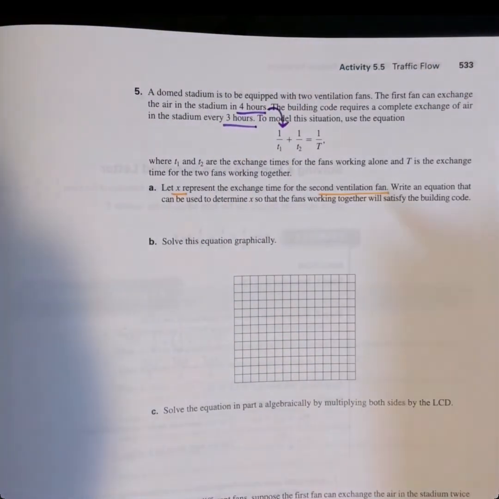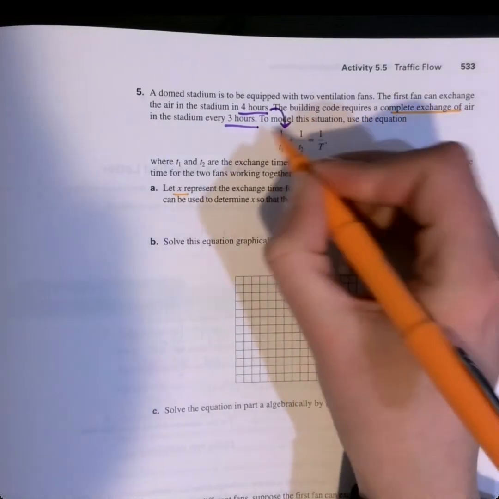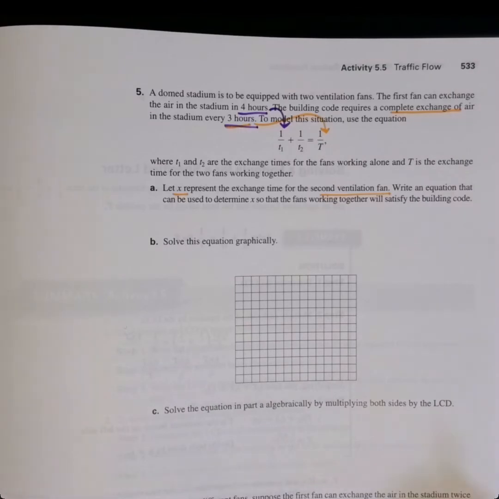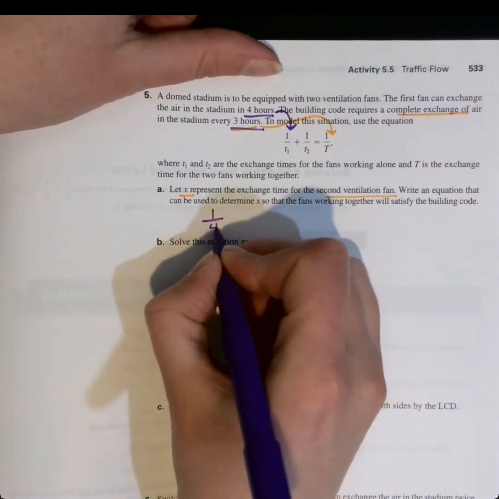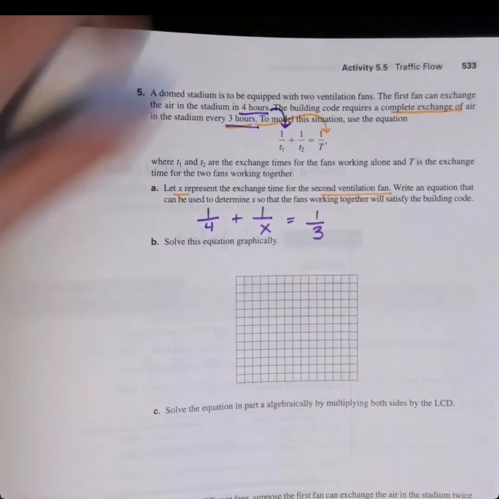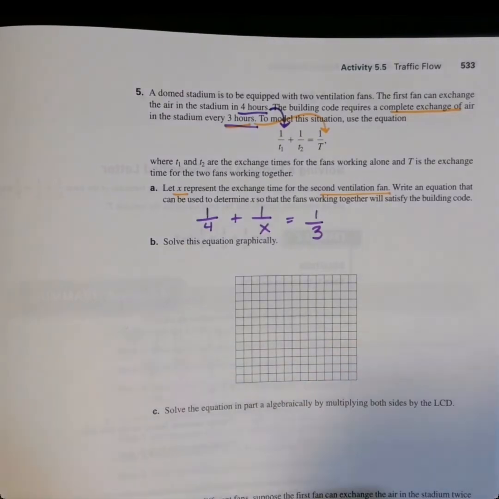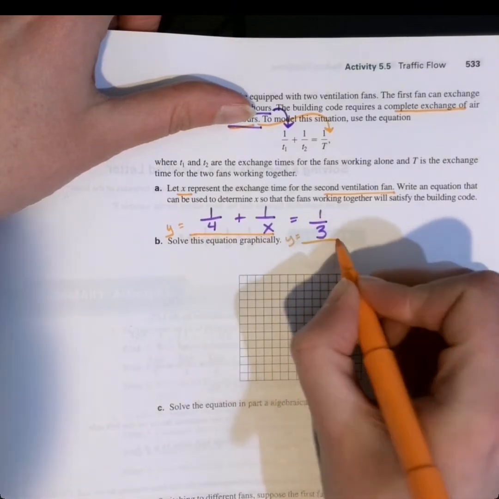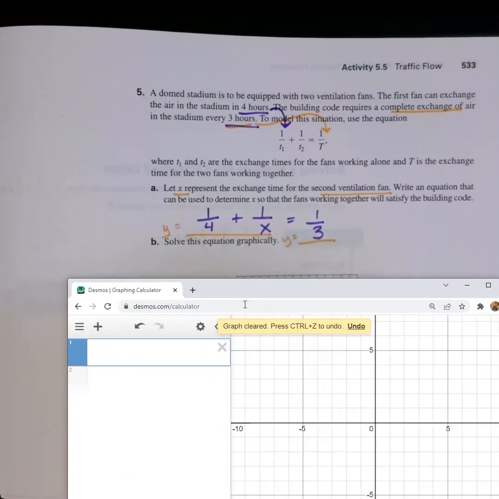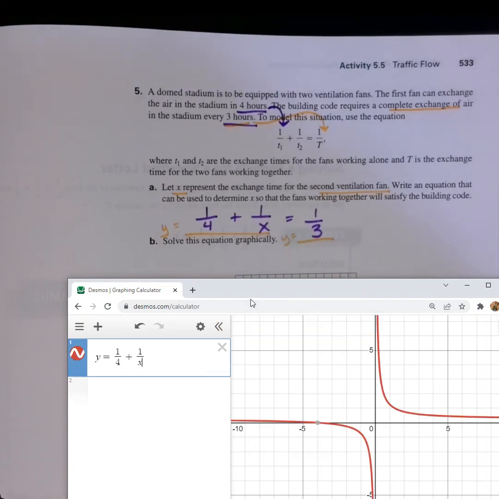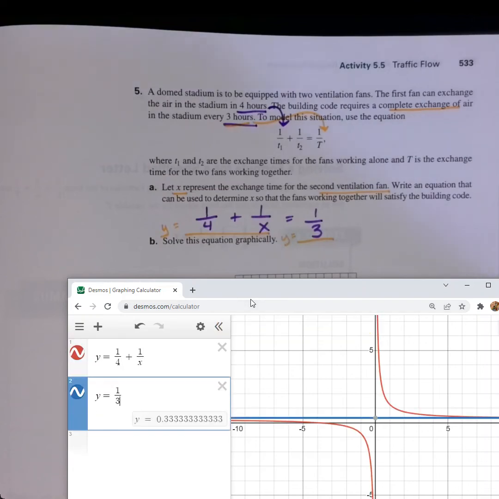And the other thing I know is the complete exchange, so I know the rate for the complete exchange. So I'm going to start with 1/4 + 1/x = 1/3, and we're going to solve this equation graphically. When we do this graphically, we do y equals the left-hand side and y equals the right-hand side, and then we intersect. So I'll start with y = 1/4 + 1/x, and y = 1/3.